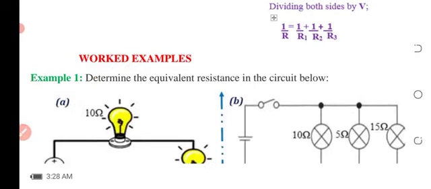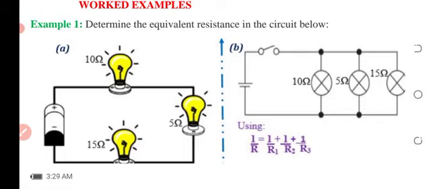In our example 1, we have two circuits. The first one is a series circuit, while the second one is a parallel circuit, but they have the same value of resistance across them. They have similar resistors connected across their terminals. Okay, now let's look at the first one.